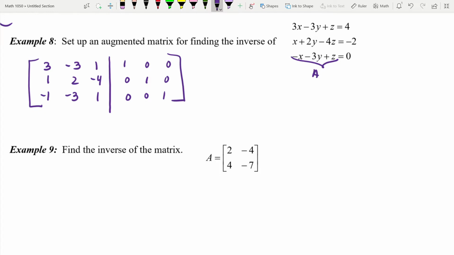Someone's hand went up. I was just wondering, how do you know that that one's A? It's always A. The one that has the X and Y and Z is defined as A. We talked about it before. That's your A, and that's your B. Okay? It's just the definition of it. All right, we're going to go slowly.